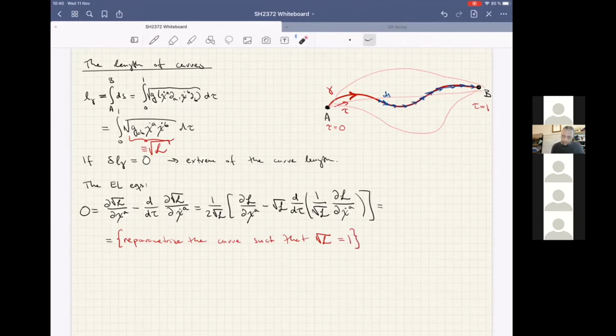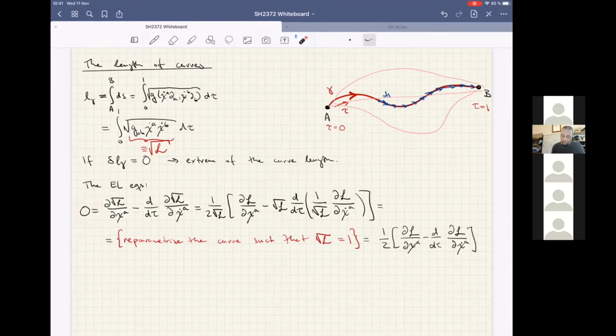And if I do that, then of course this is a constant that I can take out of the derivative. It cancels this one, and this is just a constant which I can multiply with, and it doesn't affect anything because it should be equal to 0. So this is equal to 1 over 2 then, and then this thing. So dL d chi a minus d tau dL d chi dot a. And this should be equal to 0 still.